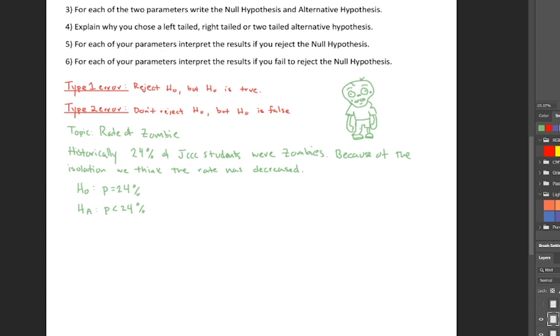So I'm going to work through an example. I chose to do the zombie apocalypse here. And I don't know if you guys know this, but there's zombies that go to school with you. Apparently 24% of the JCCC students have been zombies. And then when new students come in, the previous students infect the new students with this zombieism. But because school's closed and everything's all closed down, I actually think that the rate of zombies here is going to be decreased. So I wrote the hypotheses.